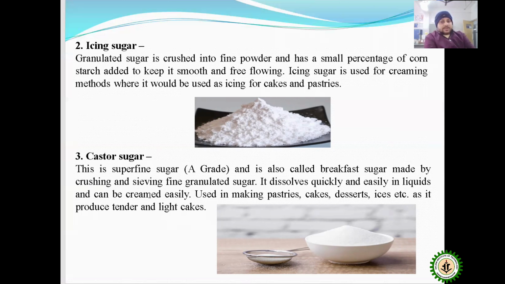And the third one is custard sugar, and this sugar is basically grade A sugar, and we also call it breakfast sugar. For making this type of sugar, we crush and sieve fine granulated powder, and it dissolves quickly and easily in liquid and can be creamed easily. We also use this type of sugar for making creaming type of products.